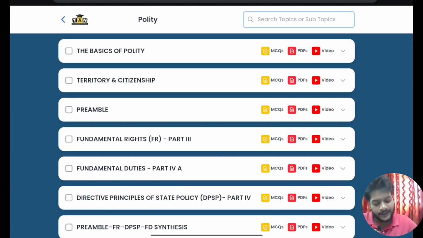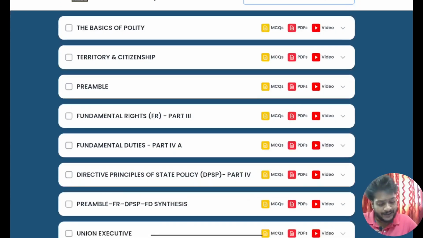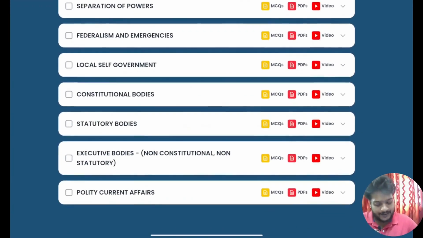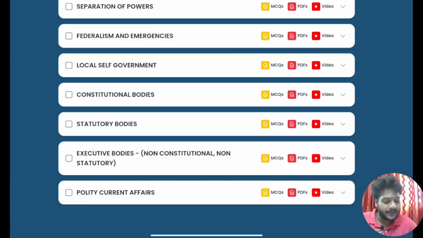So right now we have polity, ancient history, medieval history, art and culture, as well as economy coming on soon. So stay tuned for that. And I'll show you how polity works. So this is what it looks like. This is every single thing that you would want to study for polity for both prelims and mains.